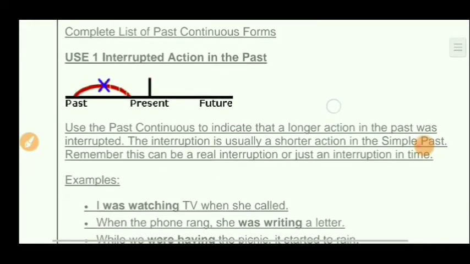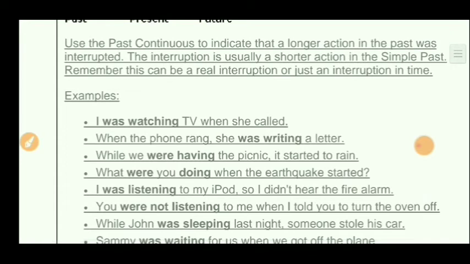Now, examples. Or you can read this. The interruption is usually a shorter action in the simple past. Remember, this can be a real interruption or just an interruption in time.